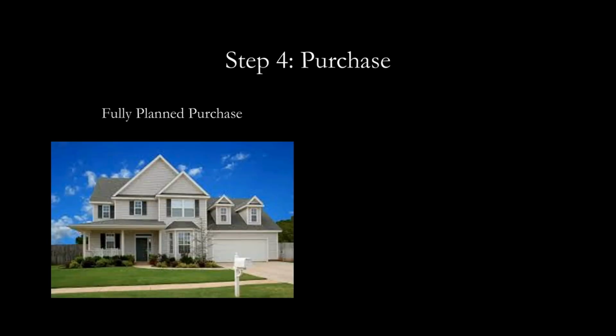An example of a fully planned purchase is a house. You know the exact house you're going to buy and won't purchase any house out on the market. The second type of purchase is a partially planned purchase. This is when the consumer knows the product category they want to buy, but waits until they get to the store to choose a specific style or brand.